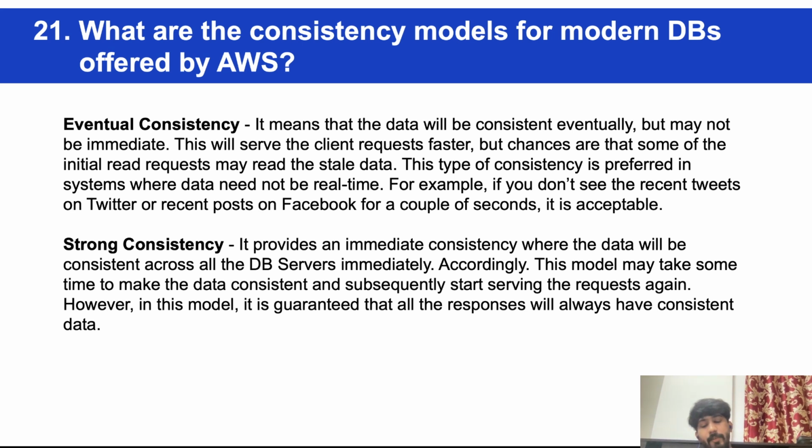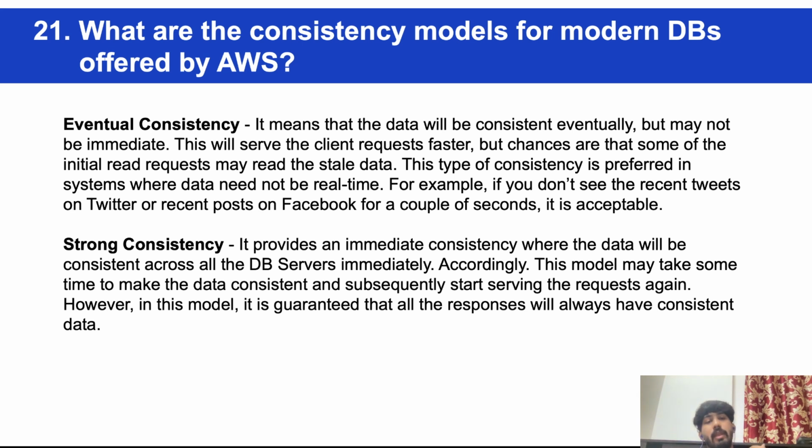But strong consistency provides immediate consistency where the data will be consistent across all of your database servers immediately. As soon as you upload to a database server, it will be immediately replicated to the other database servers. Okay, so this model may take some time to make the data consistent and subsequently start serving the requests. So with eventual consistency, the data will be available in one database server, but it will take time to replicate to other database servers. In that case, the data can still be read from that particular database server. But when it comes to strong consistency, the database servers are currently trying to become consistent by replicating it across each other.